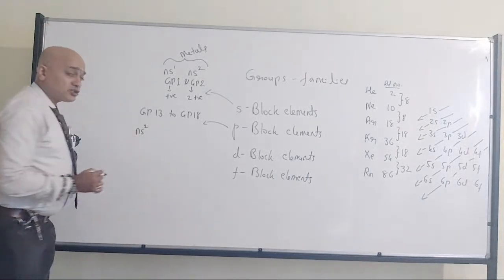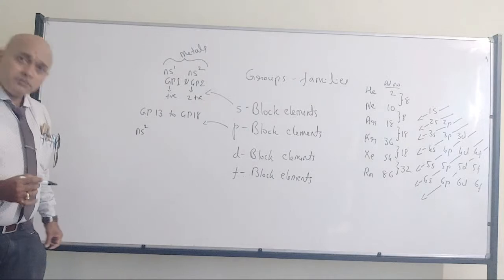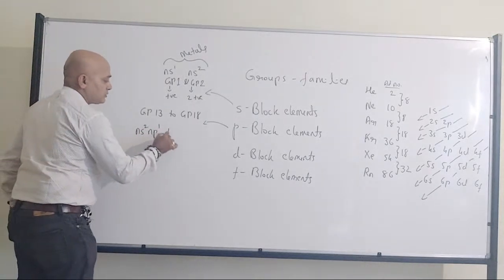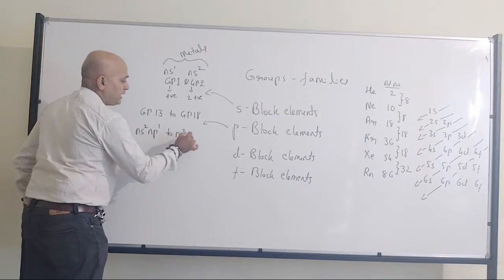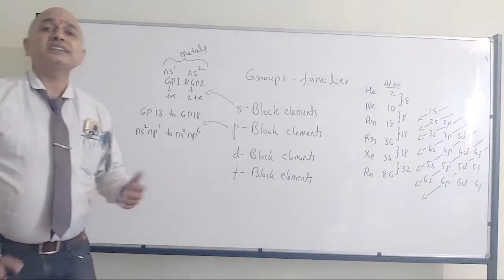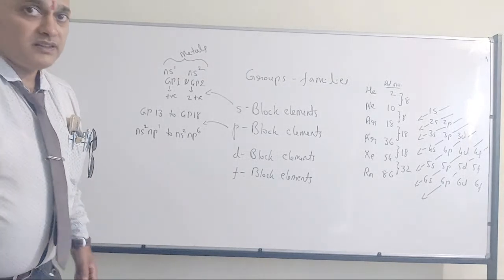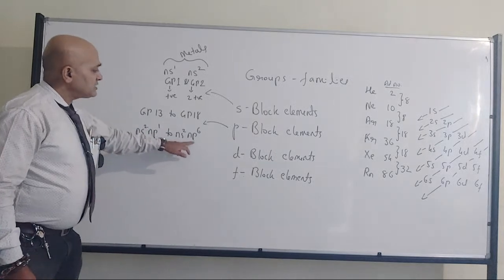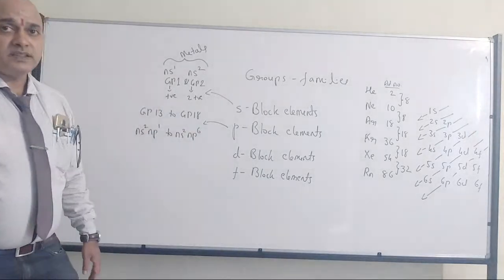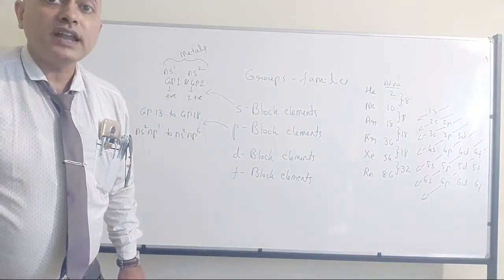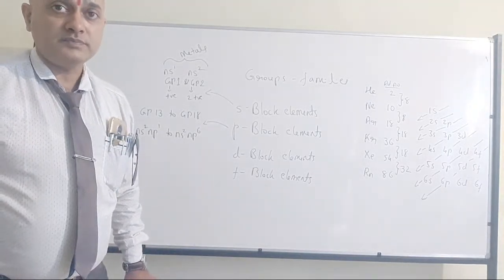For the time being, remember that when it comes to P block, the electronic configuration will have ns2, so the s subshell will be completely filled. Then np1 to np6. That will be the general electronic configuration for P block: ns2 np1 to ns2 np6.